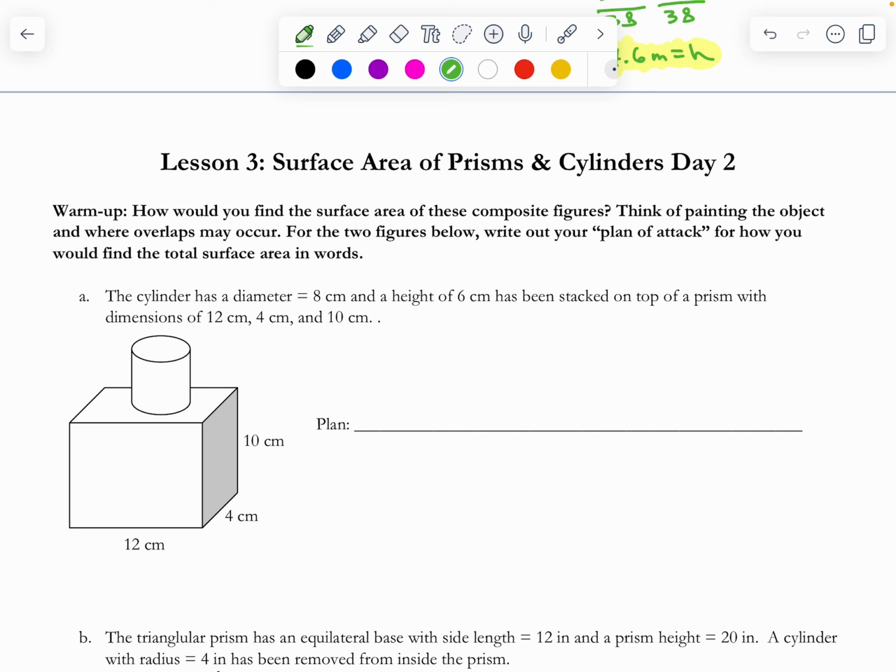Okay, warm up. How would you find the surface area of these composite figures? Think of painting an object and where overlap occurs. For the figures below, write out your plan of attack and how you would find the surface area in words. So how would I do this, right?